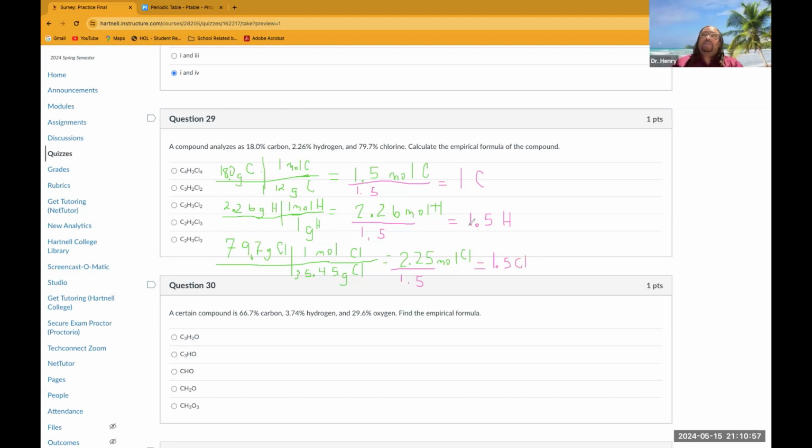Okay, so since we had a 1.5 here, what are we gonna have to do? Double it. Double it, that's right. So we gotta double everything, so we multiply everything by 2. So do this times 2. So that's C2H3Cl3. C2, H3, Cl3.